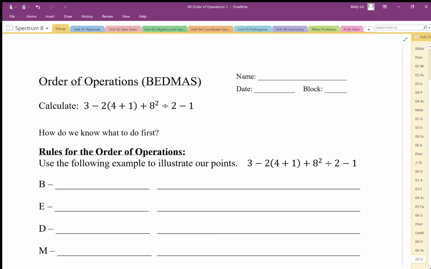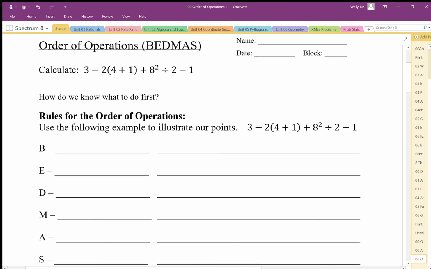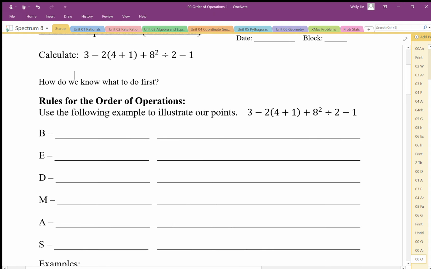So BEDMAS stands for brackets, exponents, division, multiplication, addition, subtraction. Sometimes it's also known as PEDMAS. So in BEDMAS, we want to do brackets first. The B stands for brackets.